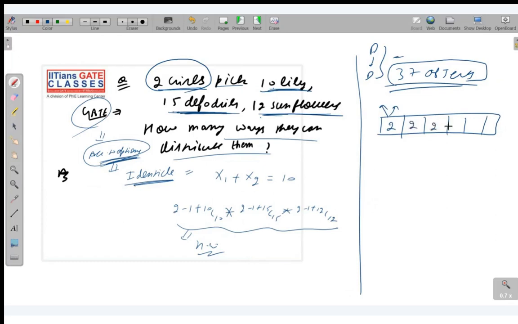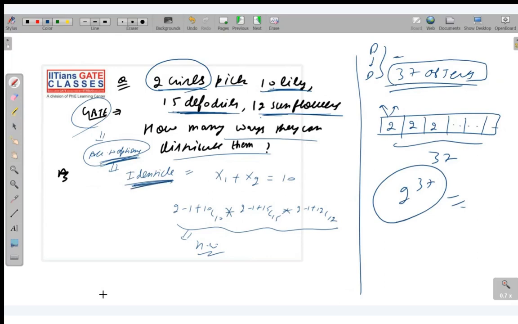Second object, 2 options. Third object, 2 options, and so on. So how many objects? 37. 2 power 37. That is a very big number. So no option was matching like this. That's why I have told you that identical is making sense here. Distinct is not making sense.